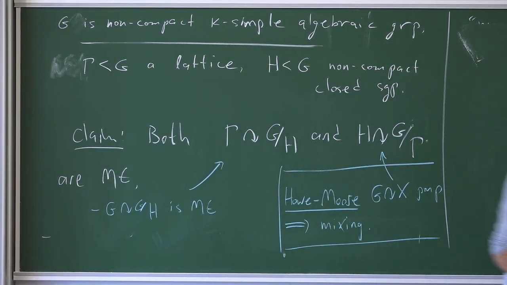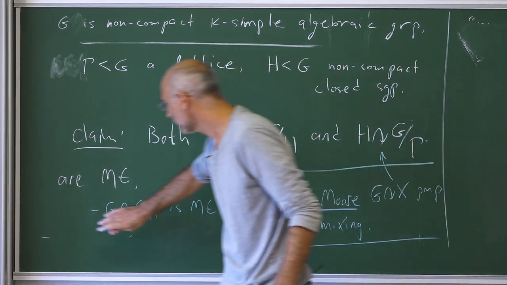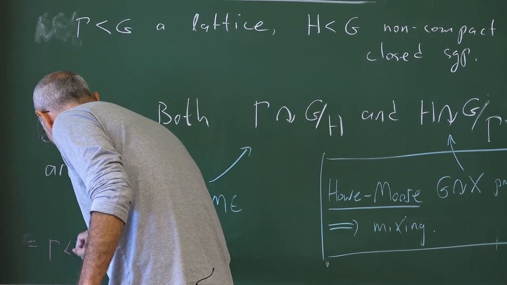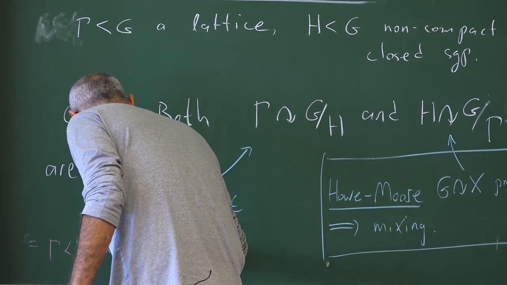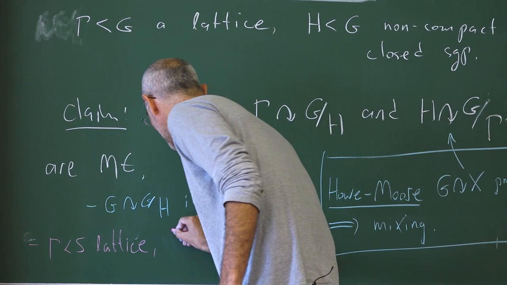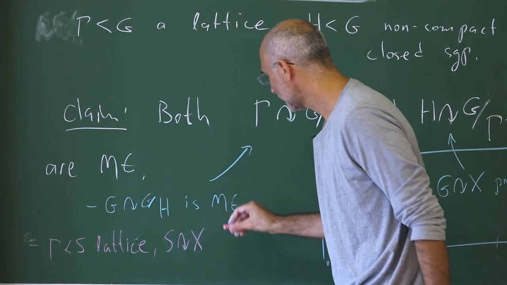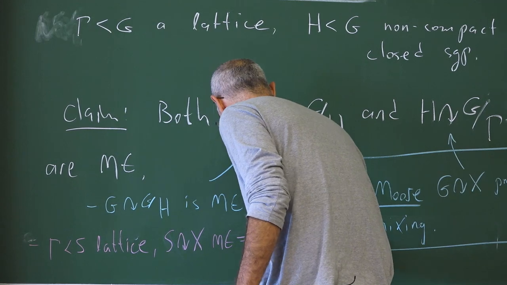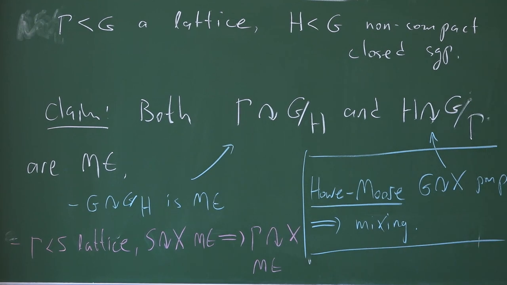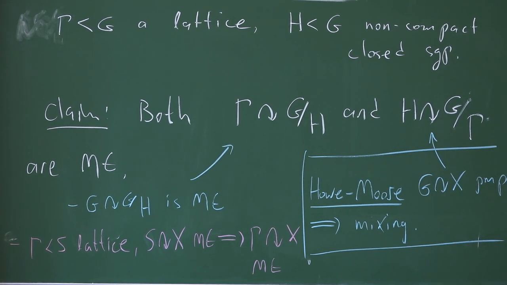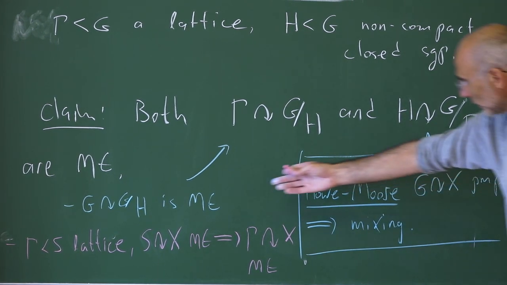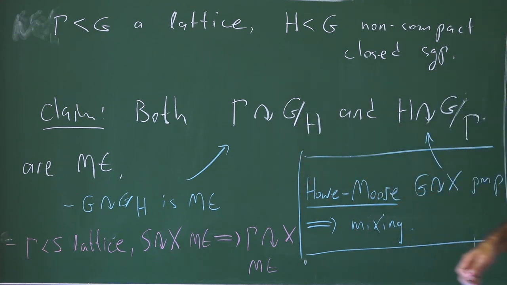another thing that is a general fact: if S acts on X, ME, and gamma is a lattice, then also the action of gamma on X is ME. That's a general claim. Maybe I'll explain this in one line. But obviously, you see that blue and red here implies the white.